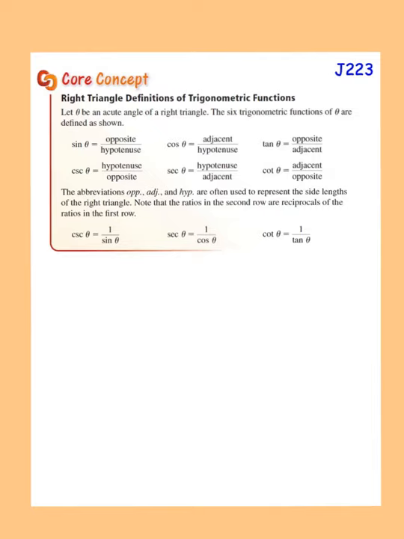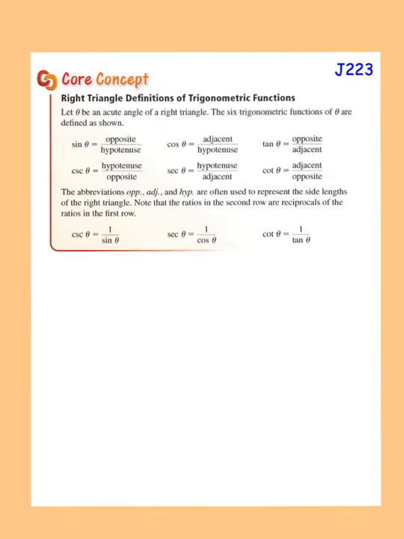For example, sine is opposite over hypotenuse, and cosecant is hypotenuse over opposite, so those two are reciprocals of one another. Cosine is adjacent over hypotenuse, and secant is the reciprocal, hypotenuse over adjacent. And tangent is opposite over adjacent side, and cotangent is the reciprocal, which is adjacent side over opposite side.